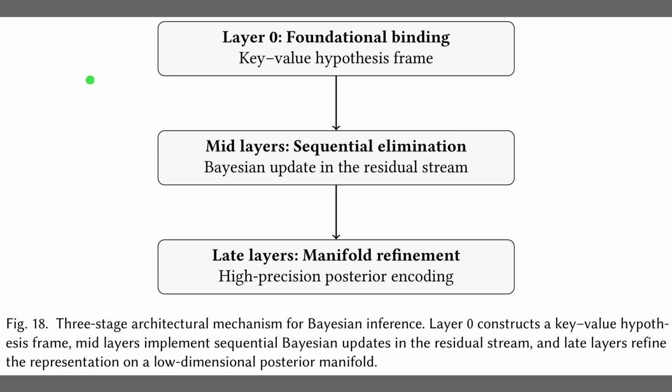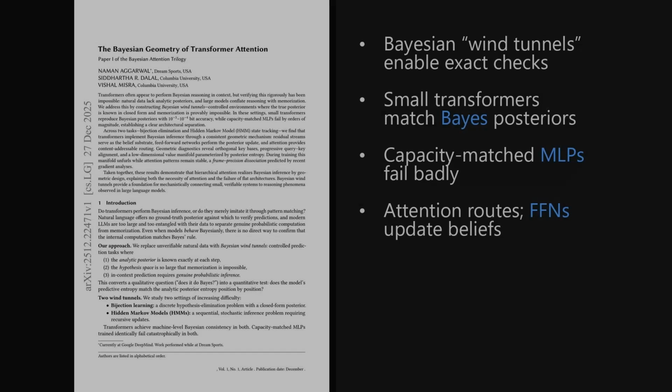Figure 18 pulls the full mechanism together in 3 stages, so the story stays consistent across both wind tunnels. Layer 0 creates a key value hypothesis frame, which acts like a coordinate system for which hypotheses are still alive. The mid-layers then do sequential elimination in the residual stream, and the late layers refine precision by organizing values onto a low-dimensional posterior manifold. So 2 takeaways stand out.